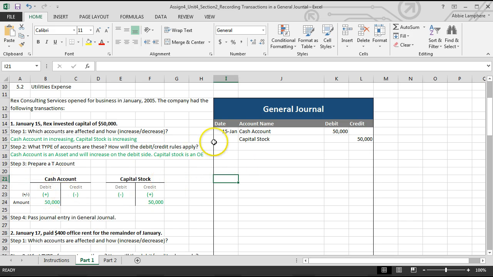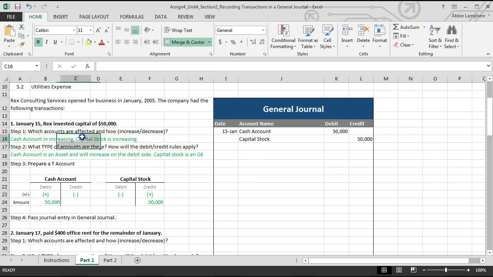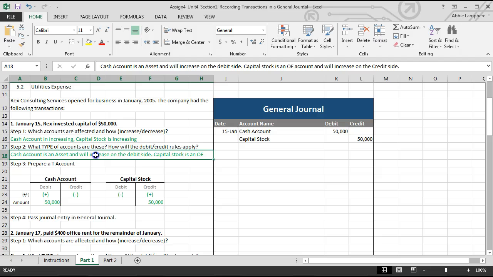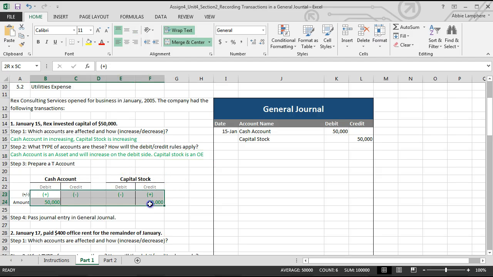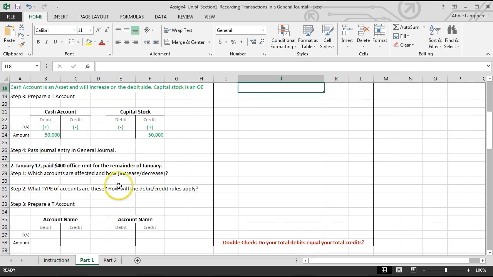All right, so that completes number 1 for this assignment. We have our accounts named, we have whether they're increasing or decreasing, we've classified them as assets and owner's equity, and we've completed the T account to understand how that account's being affected, and that helped us to pass the journal entry. Okay, so let's move on to the next one.